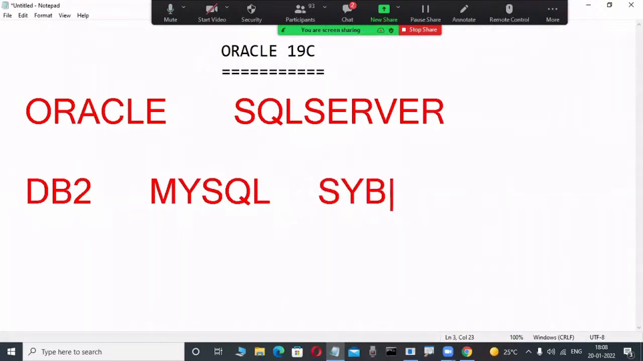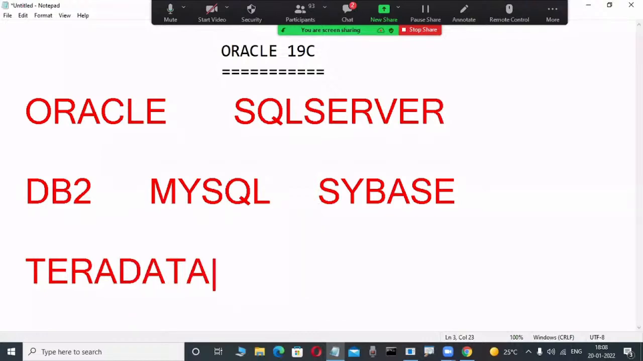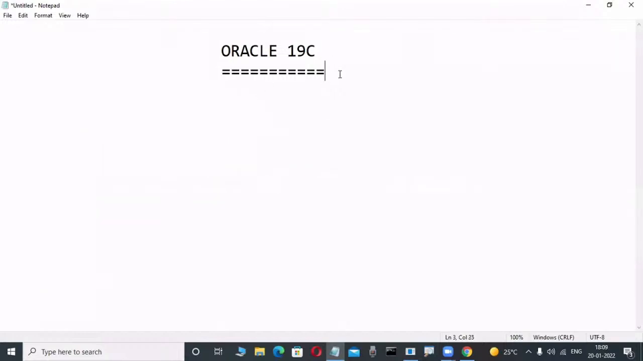Again, Sybase is a database product from Ingres Corporation. Again, Teradata. Maybe many fellows have an idea, data warehousing application programmers. Teradata is a database product from NCR Corporation. SQLite is a database product. Like this, so many database products are there from different companies. That's why Oracle is always one of the popular database products.